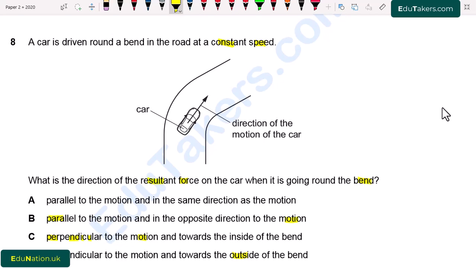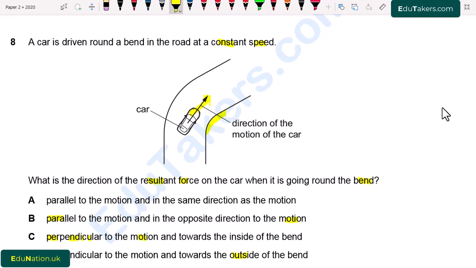It means that it is moving into a circular path. And this is actually just a bend that is shown here. So first of all, the direction of the motion of the car is also shown, which is forward. So what are the forces acting on this car? What is the direction of this resultant force?